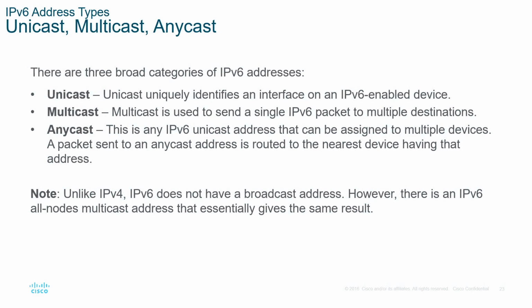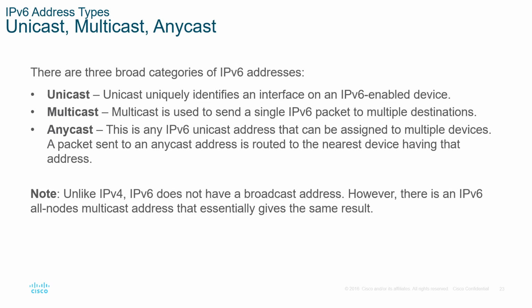So now you get into the different types. All right, so everybody knows about unicast. Unicast is the same whether we're using IPv6 or IPv4. Doesn't matter, it's going to stay the same. We're going to be machine to machine. Multicast is used to send a single IPv6 packet to multiple destinations, the same as in IPv4. So that also stays the same.